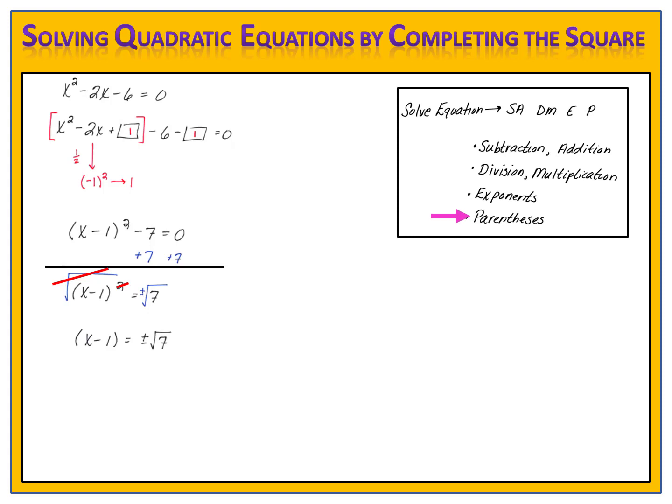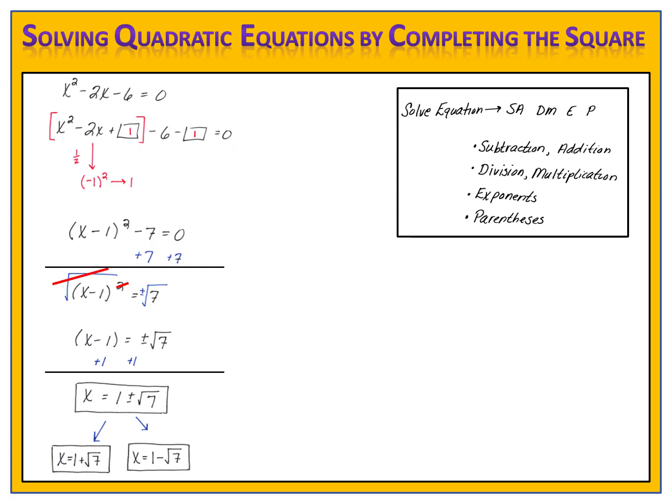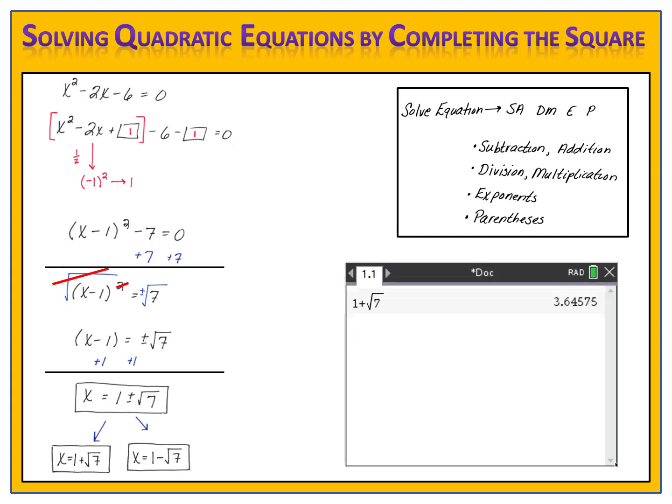The final step is to deal with the parenthesis. In the parenthesis, I have minus 1, so I'll add 1 to both sides. x equals 1 plus or minus the square root of 7. Remember, that gives me two possible solutions. x equals 1 plus the square root of 7, and x equals 1 minus the square root of 7. Those are the solutions, and this is how they should be written with the square root in place. If you feel uncomfortable with the square root because you're not quite sure what those numbers are approximately equal to, you can always check in your graphing calculator.